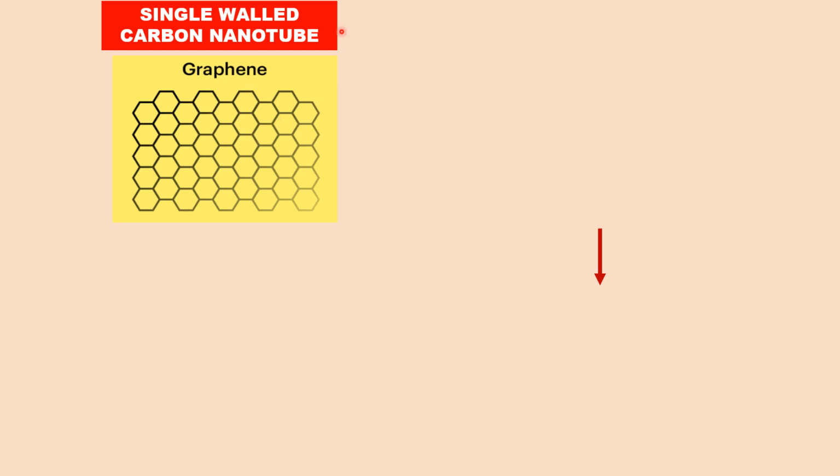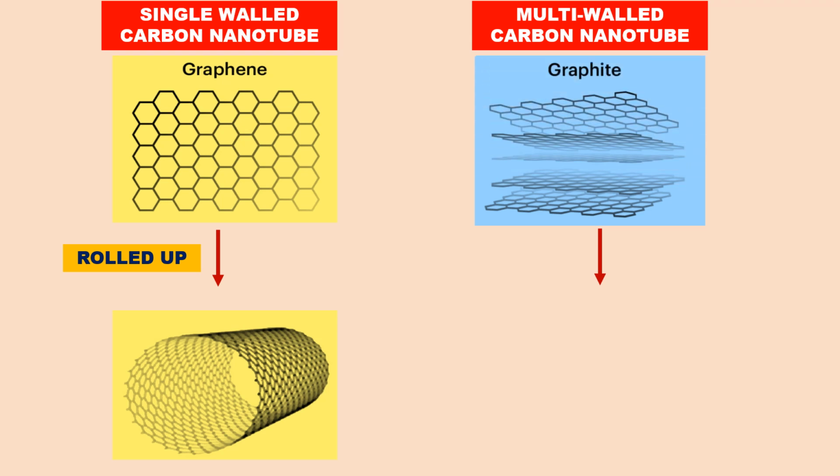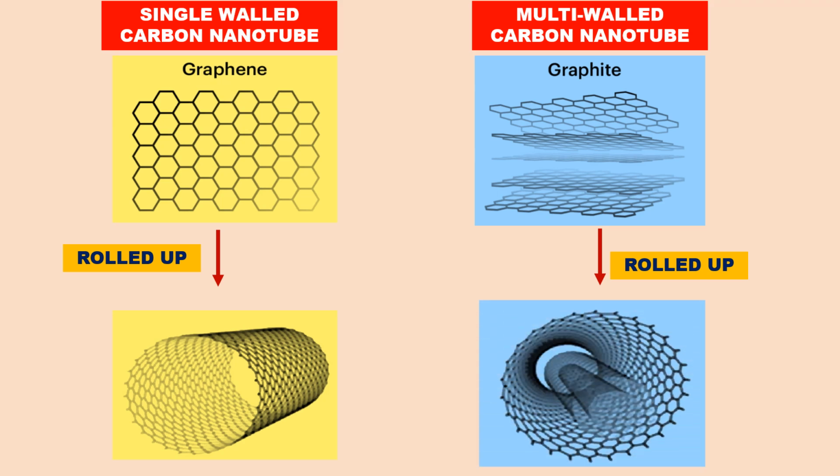Okay, there are two types of carbon nanotube. One is single walled carbon nanotube. How is it obtained? Graphene, a 2D nanosheet, is rolled up to give single walled carbon nanotube. Now the other type is called multi-walled carbon nanotube. In this, graphite, a multi-layer, is rolled up into carbon nanotube called multi-walled carbon nanotube.